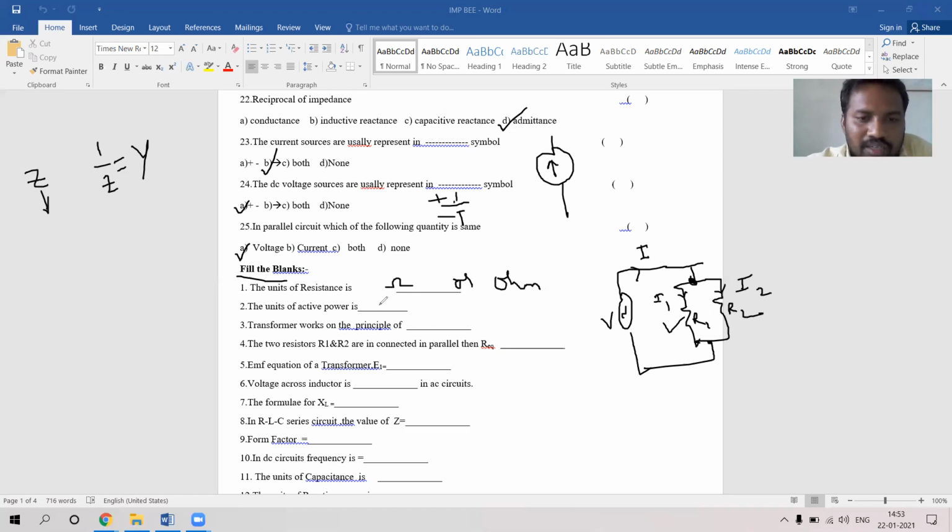The units of active power. Active power units are volt ampere or kilovolt ampere. Power formula: power is the product of voltage and current. That is why volt ampere or kilovolt ampere.